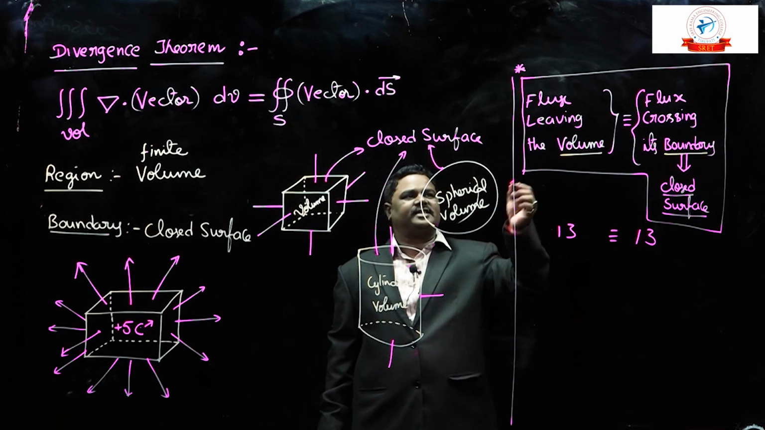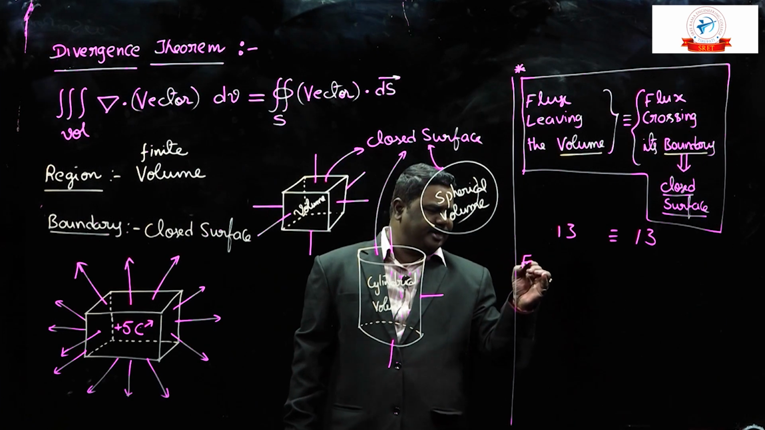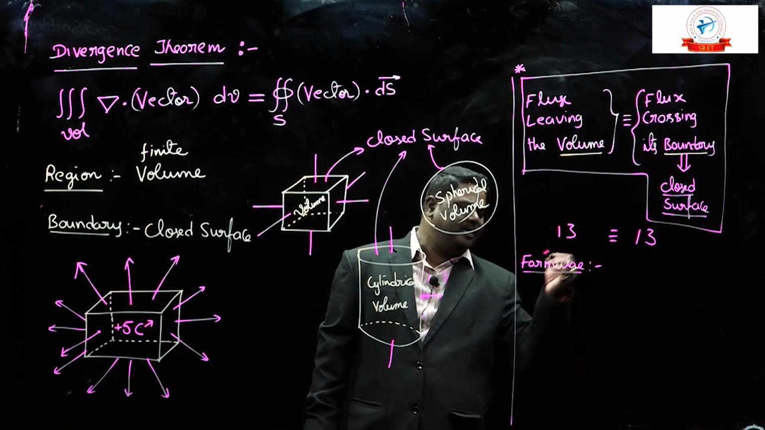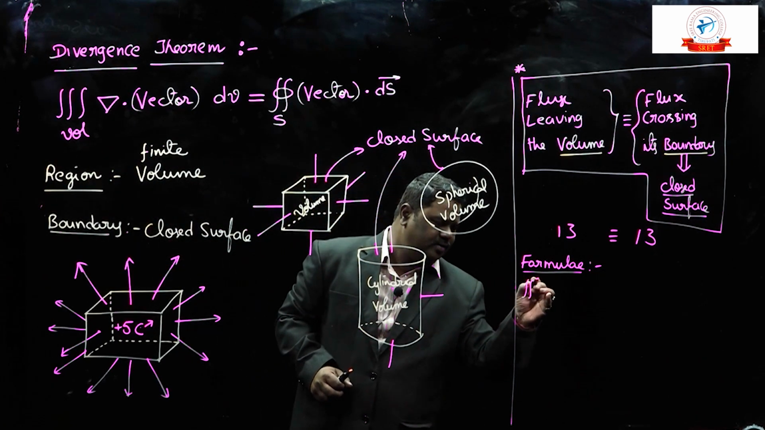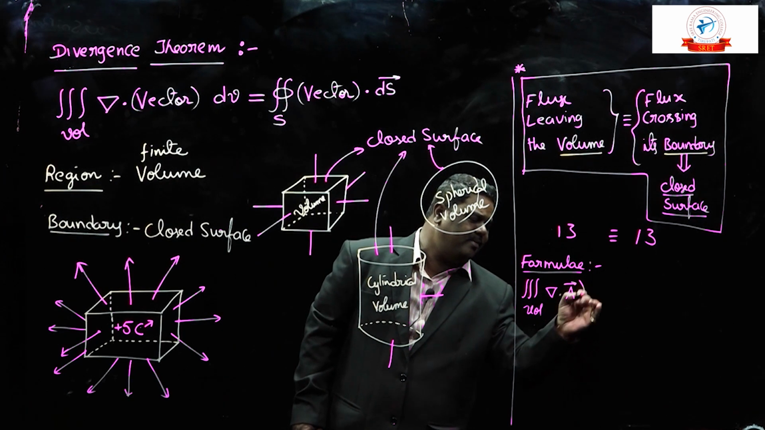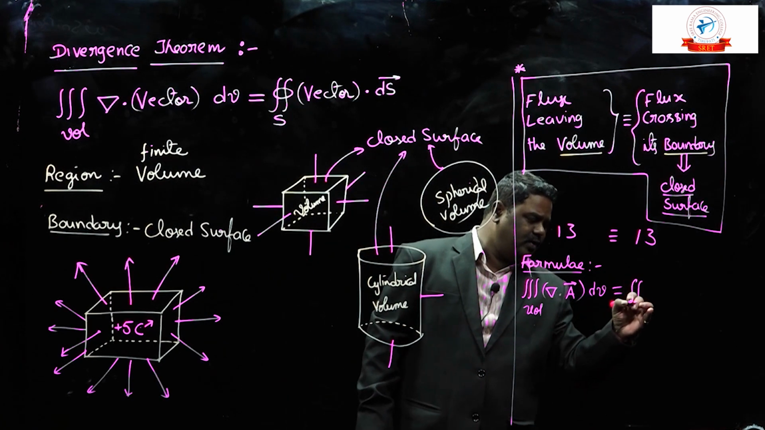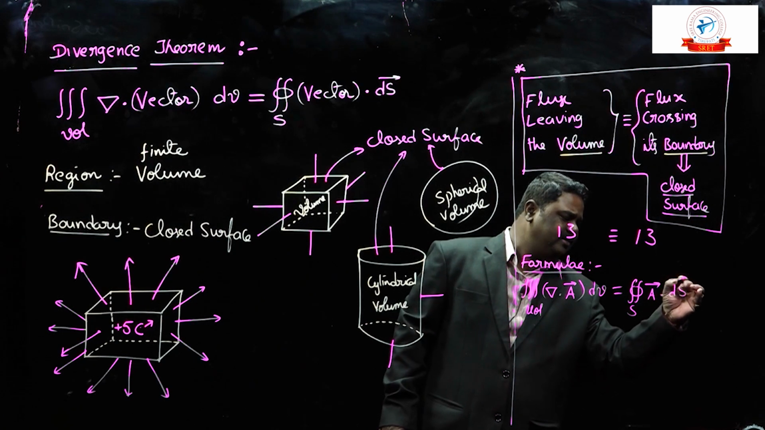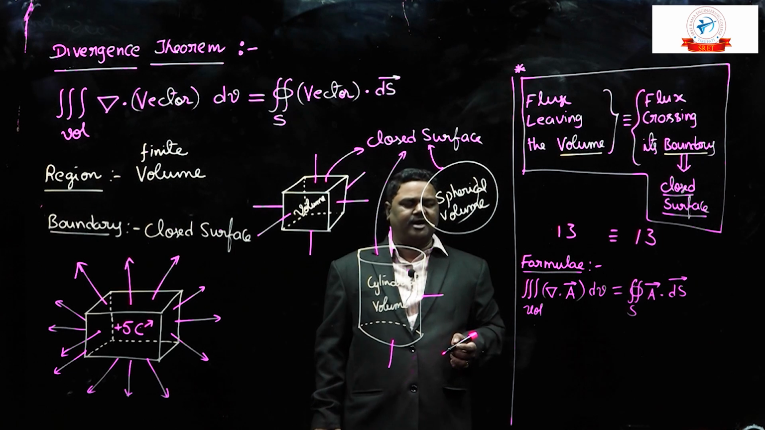So let us write down the divergence theorem in the form of a formula. In examinations or in electromagnetic fields, we use this theorem as a formula. Let me write it down here. The volume integral of divergence of A bar dV is equal to the closed surface integral of the same vector A bar dot dS bar. This is the formula of the divergence theorem we use in electromagnetic fields.